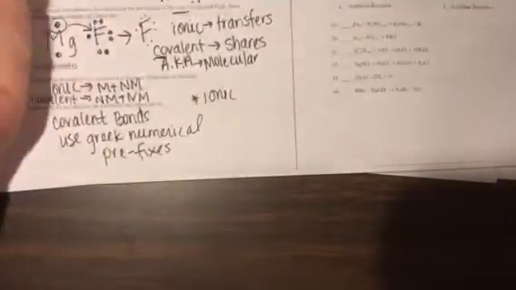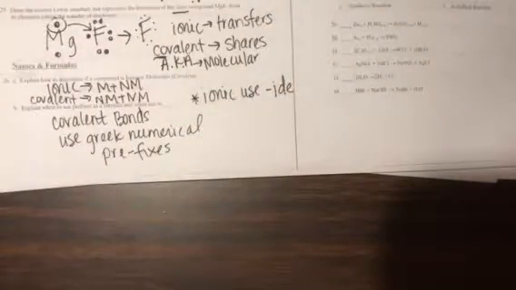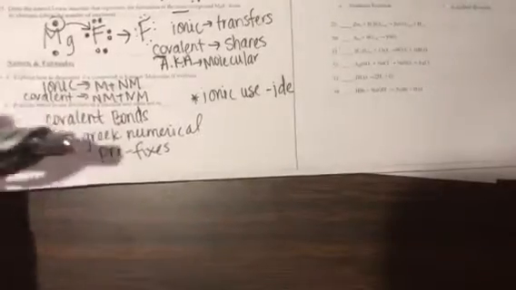Just a side note, if you want to add it on your cheat sheet, ionic uses IDE. Just adds IDE to it. So like something like sodium fluoride, NaF. All it did was sodium, add the IDE. Or lithium bromide. Okay, those are ionic. You just add IDE. Okay, let's go to the other side.